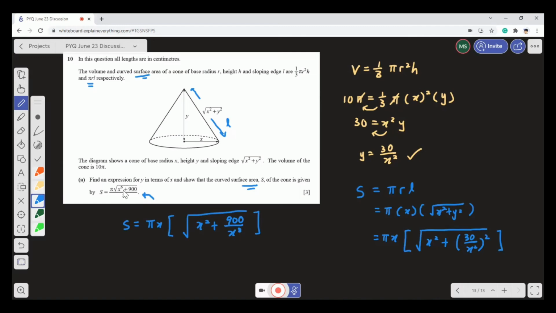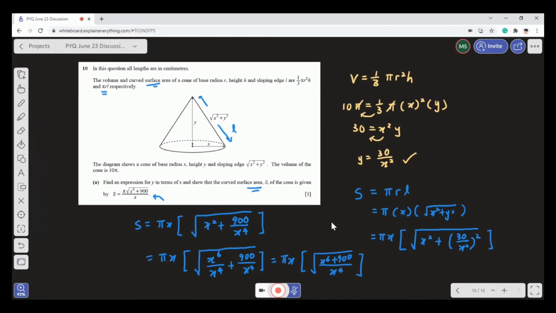Then they want you to prove like this. So how? I continue to times pi x. Okay, I make the denominator the same. So I want the x power 4, so this one I have to put x power 6 over x power 4 plus 900 over x power 4. I put too much already. So this part here, x power 4, so add another 2, 2 plus 4, 6, x power 6. Then I combine them. So square root of x power 6 plus 900 over x power 4.